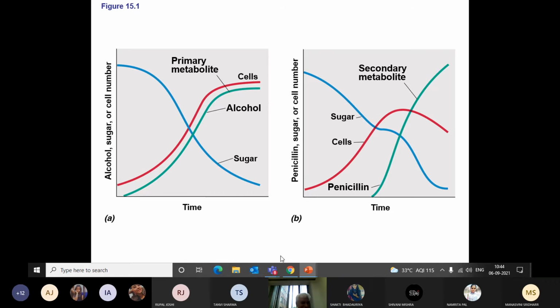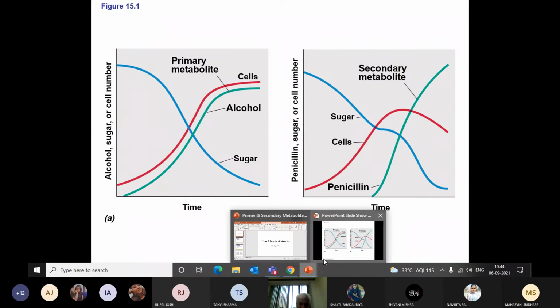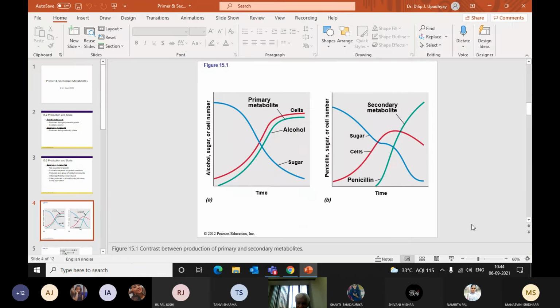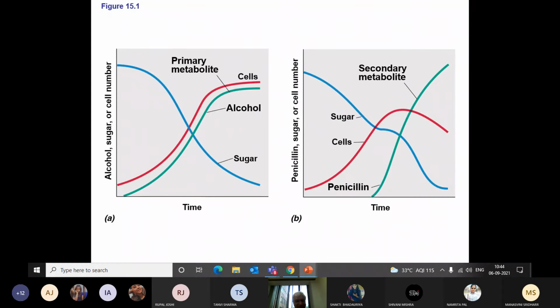I would still stay with primary because this is a very favorite question. And if you understand primary and secondary metabolite, it's going to be very, very good for your future. What I'm telling is for your exam point of view, and at the same time, your overall performance. So, can one more person from the class explain the same diagram in his or her own way?